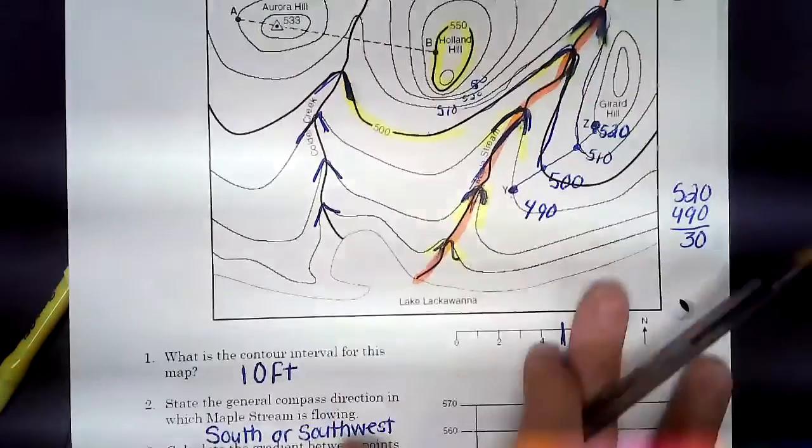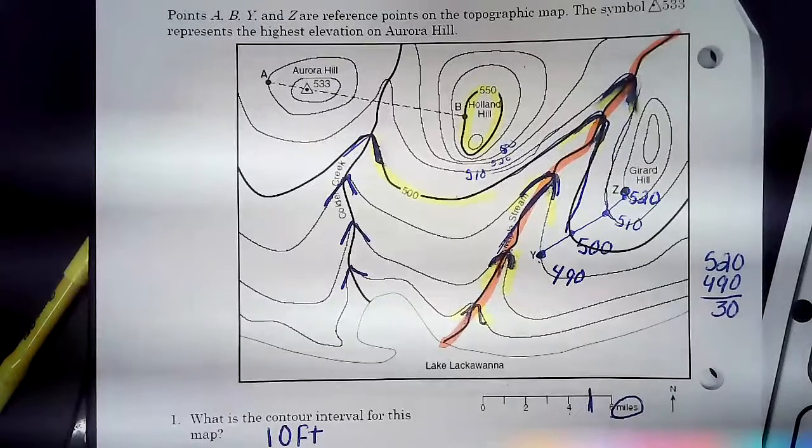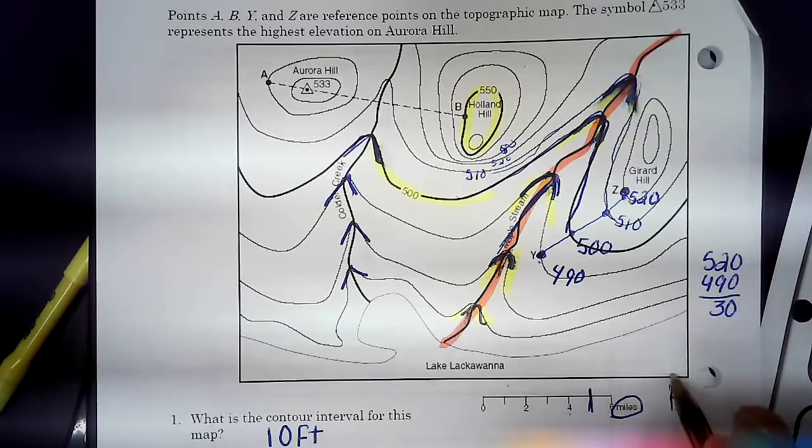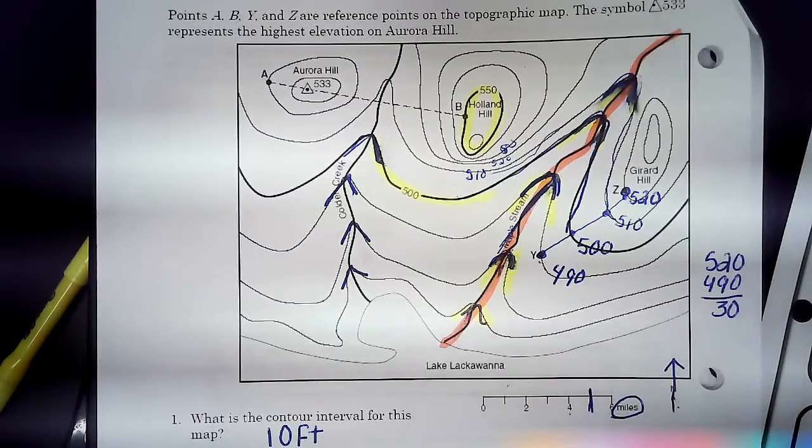So here's Holland Hill. How do we know which side is the southern side? But how do you know that? Because it's labeled on the bottom. Right here, it tells you that if you are going this way on the map, so if you're going towards the top of the paper, you're going north.